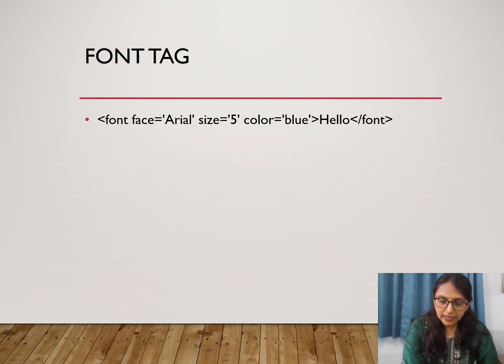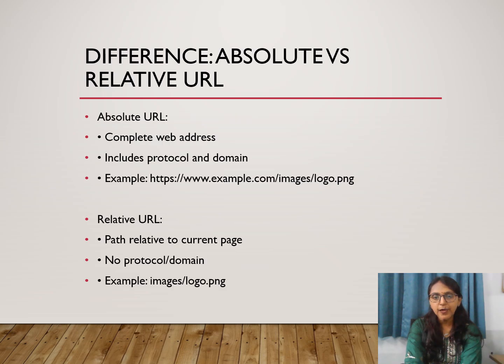Finally, these are some examples of the font tag that I will explain in my lab. There are three attributes that I can use: face, size, and color. With face, I can change the style of the font. Again, I will give the size. Color is blue. So all these three things are applied on the hello text. These are again the most important formatting tags of HTML.